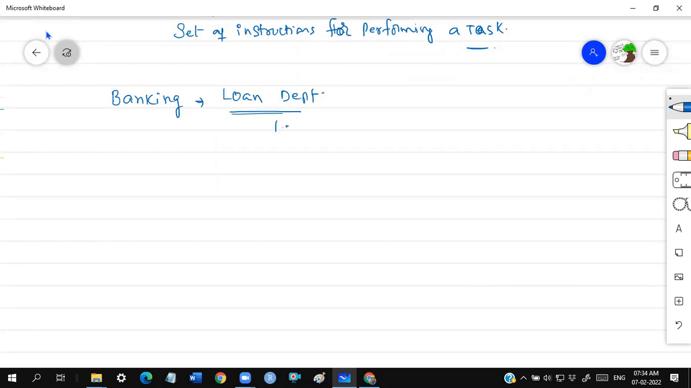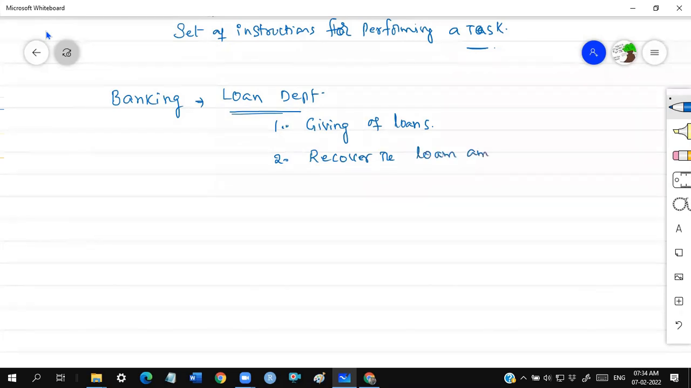First thing is they have to give the loans, the loan approvals. But their main role is not only giving the loans, guys. Even after giving the loans, they have to recover that loan amount from the customers. They cannot just give the loan and leave it. How many loans we are giving is not sufficient. At the same time, how much amount you are able to recover from the customers matters, so recovering the loan amount as well as giving it.